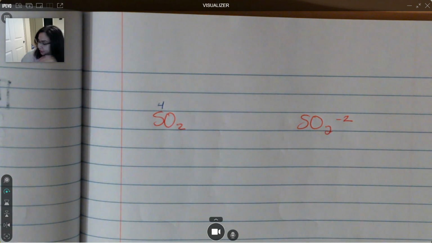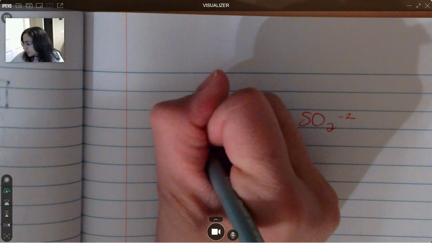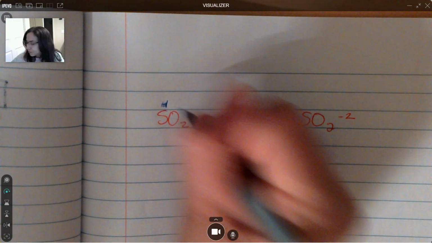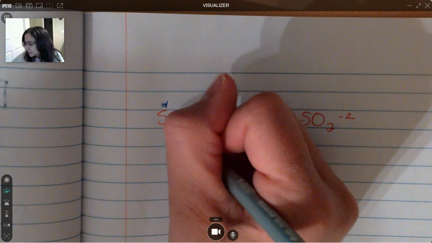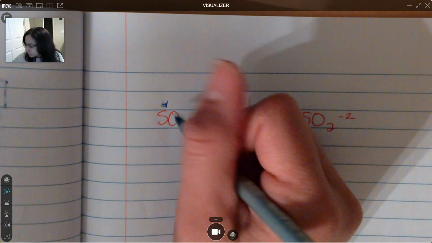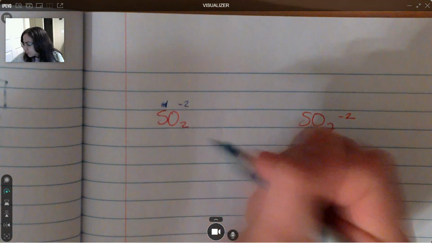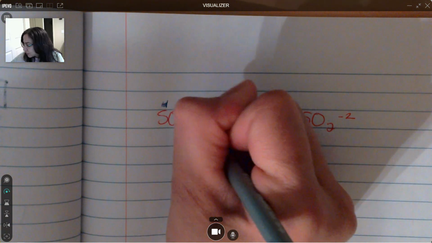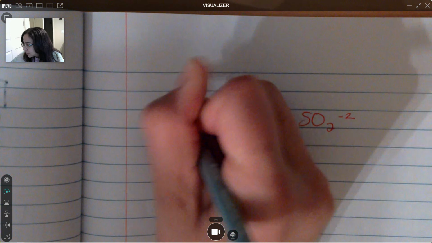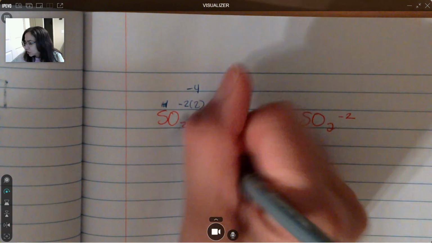Okay, all right. So starting with this one here, because sulfur is one of those that we're quite not sure what it's going to be. It's one of those exceptional ones, but oxygen doesn't change. So we know oxygen's a -2, and there's 2 of them. So we're going to have a total of a -4 charge here.